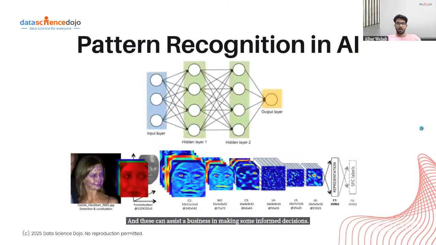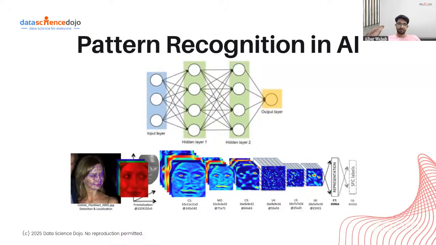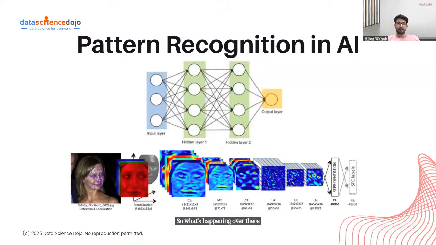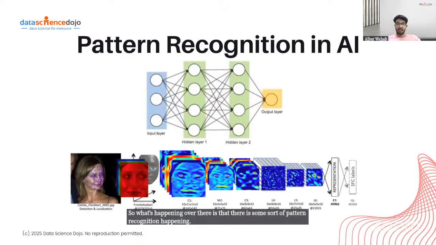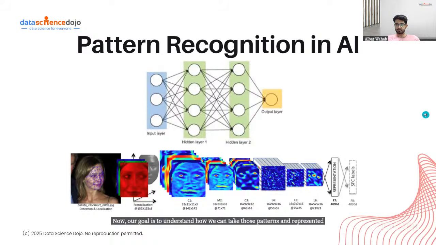Now, here we have an example of a neural network, which basically is given an image, and the goal of that neural network is to take that image and extract some features from it. So basically, it goes through some layers, and after that, that image is simplified into a vector or a matrix. So what's happening over there is that there is some sort of pattern recognition happening. Now, our goal is to understand how we can take those patterns and represent it with a mathematical equation.